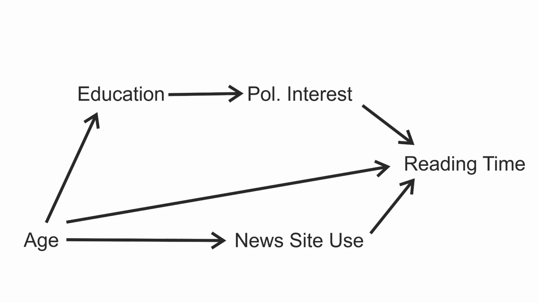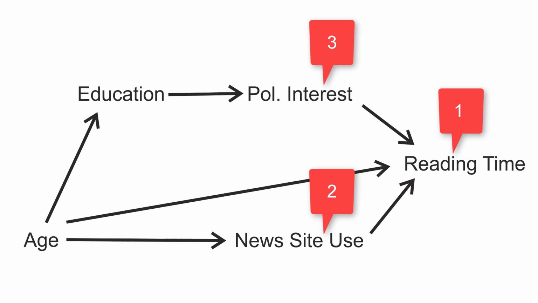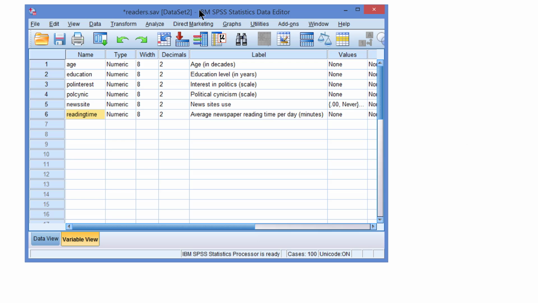For each variable in the path model that can be an outcome variable in a regression, we must estimate a regression model. So that will be 4 regression models. From right to left, the first model would have newspaper reading time as the outcome variable. The second one would have news site use as the outcome variable. Political interest would be the outcome variable in the third model, and the fourth and final model would have education as the outcome variable. Let's estimate some of these models.